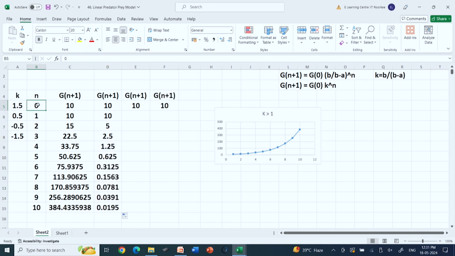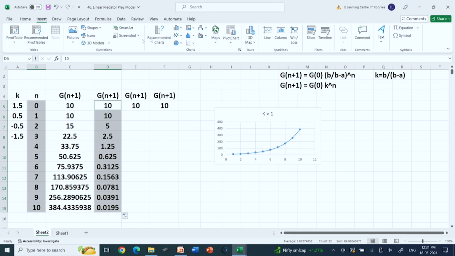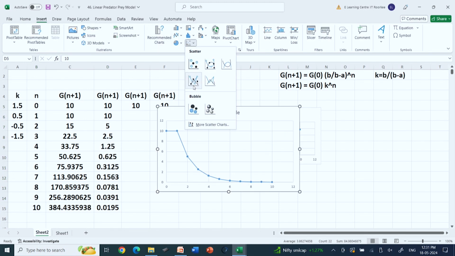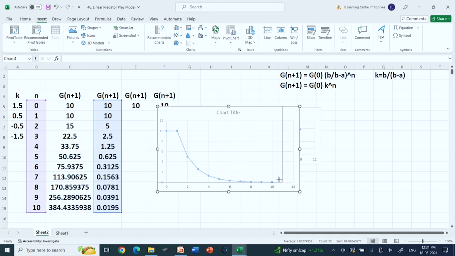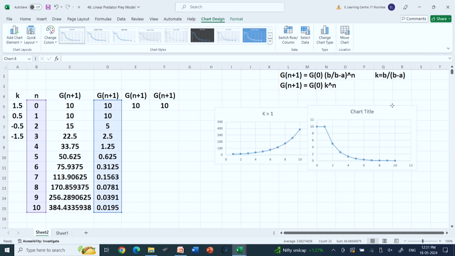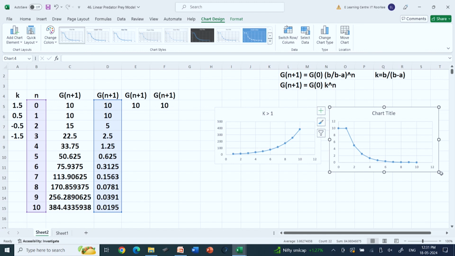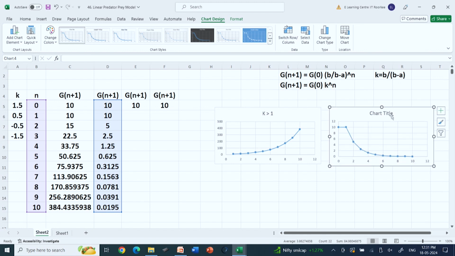So now if I want to plot them, first I highlight this, then I press Ctrl and click this, then I press Shift and click the down cursor. So these two columns are highlighted. You go to Insert, go to the chart and draw this. So this is the case where 0 less than k less than 1.